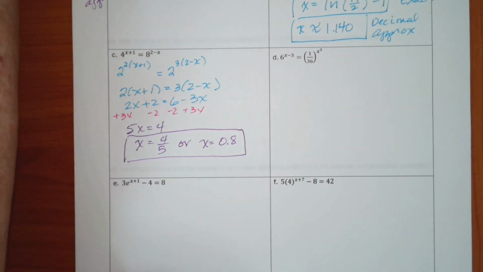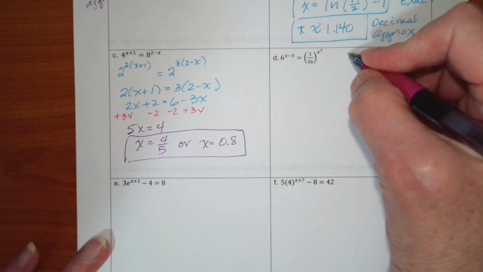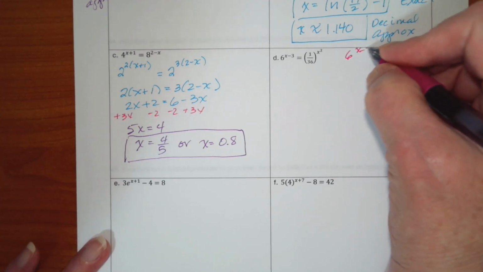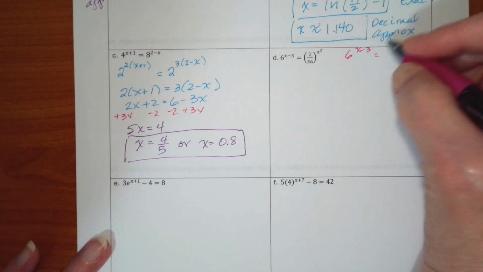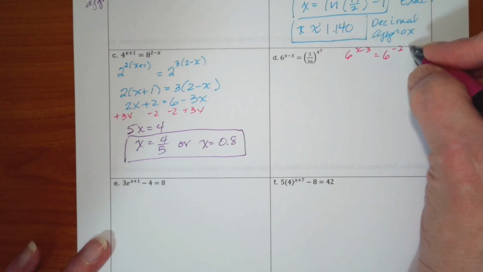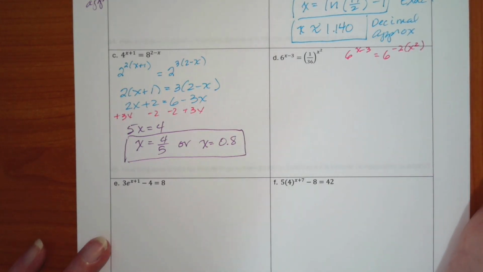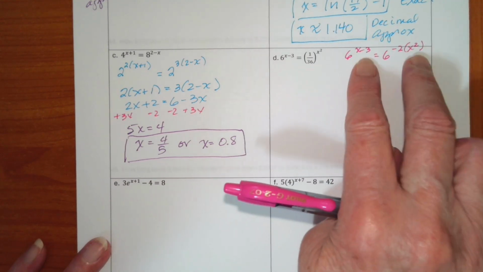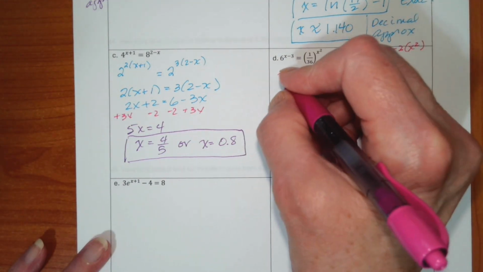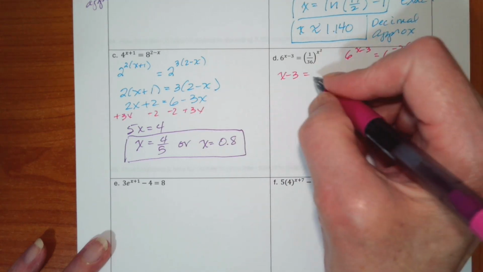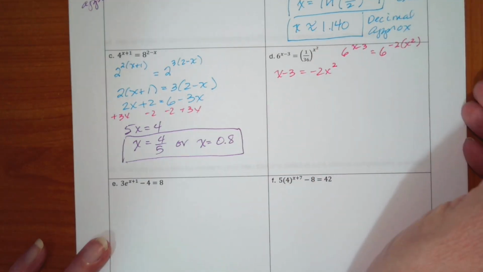Okay, if I have 6 to the x minus 3 equals 1 over 36 to the x squared. All right, well, let's see what I've got to do with this. I know that this can be written as 6 to the x minus 3, and 1 over 36 is 6 to the negative 2, to the x squared. My bases are the same, which means my exponents have to be equal. So I know x minus 3 is equal to negative 2x squared.